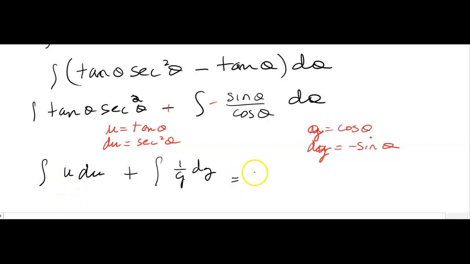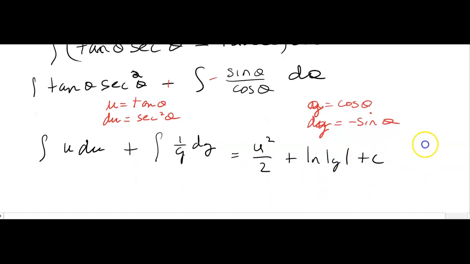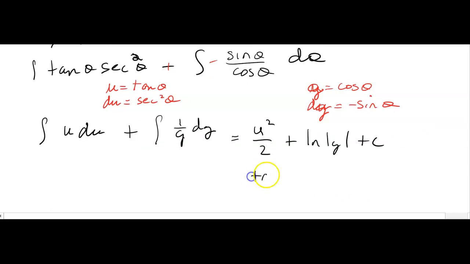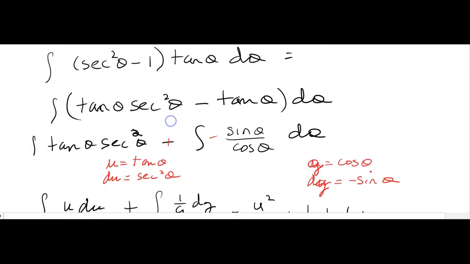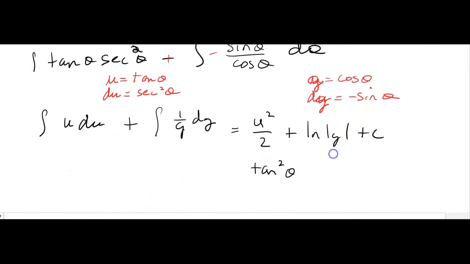That becomes u squared over 2. This becomes ln of g. And just plug everything back in. So it's tan squared theta. I lost a half somewhere. Did I lose something? Nope, there it is. Over 2. I didn't lose anything. Plus ln of cosine. Answer.